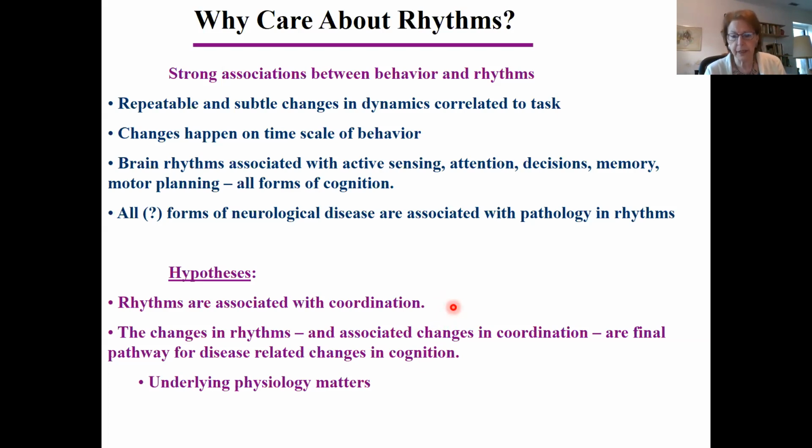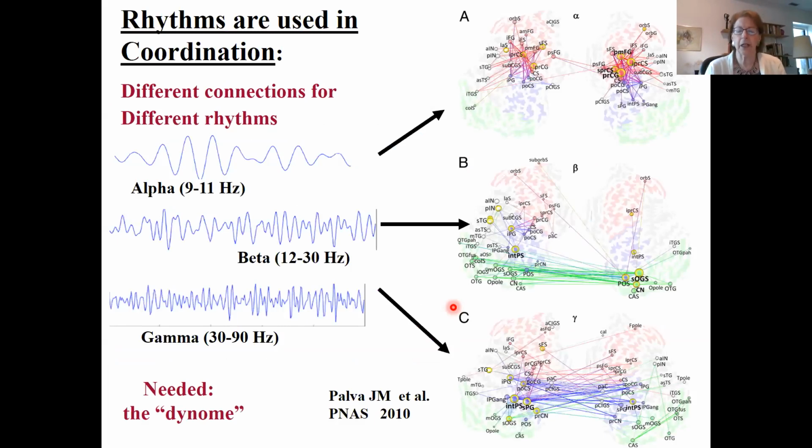So one of the major points that I'm going to be making is it's not just the frequencies of the rhythms that matter, but the underlying physiology that gives rise to those frequencies also matters a lot. So this is an example just to make very vivid how important coordination is in the brain. It comes from a paper about 10 years ago that was about working memory. And what you see on the right is left and right hemispheres of the brain, and every line has to do with changed coordination during this task.